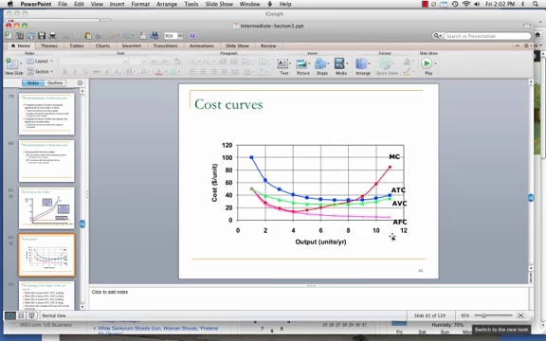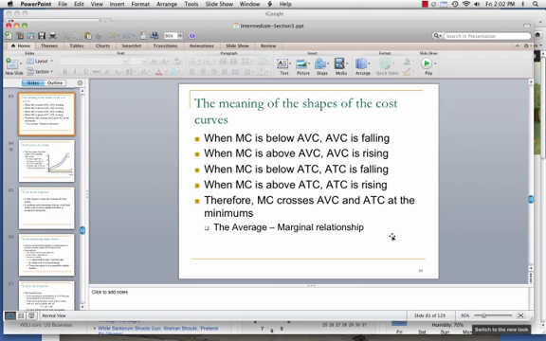And you can see as well that the marginal cost curve intersects the minimum of the average cost curves. By mathematical definition, the average cost curve, whether it be variable or total, has to be falling when marginal cost is below it, and the marginal cost curve, when it's above it, would have to be rising. And so, therefore, the marginal cost intersects the average curves at the minimum.